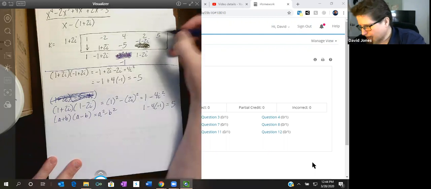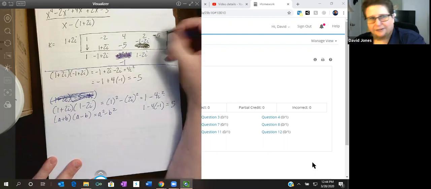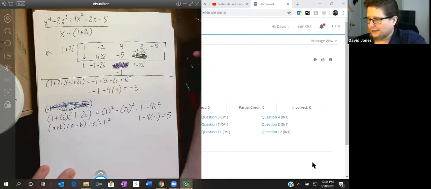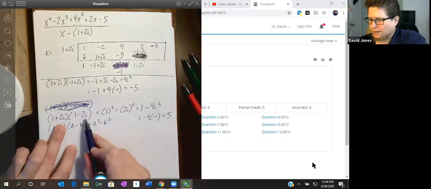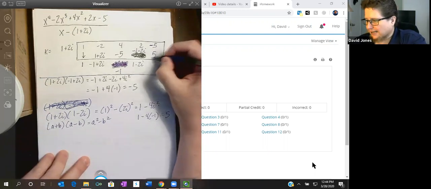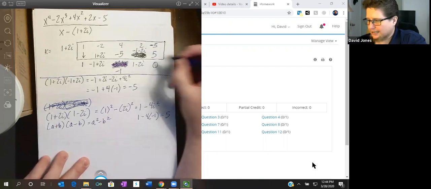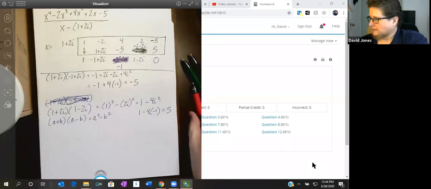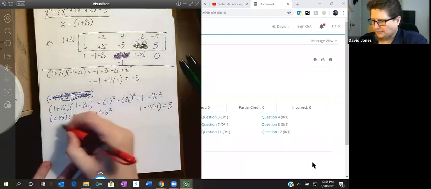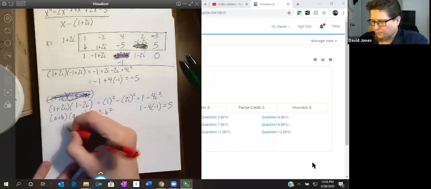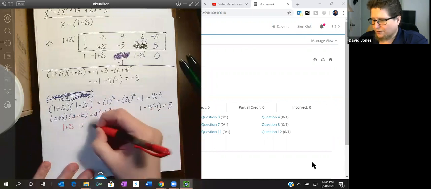And I realized I made a mistake up here. That should have been a negative 5 right there. See? So 1 plus 2i times 1 minus 2i equals 5, and I add it up and I get 0. 1 plus 2i is a 0 of the polynomial.